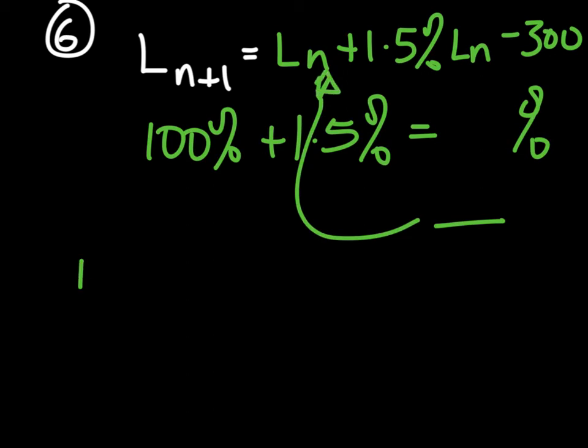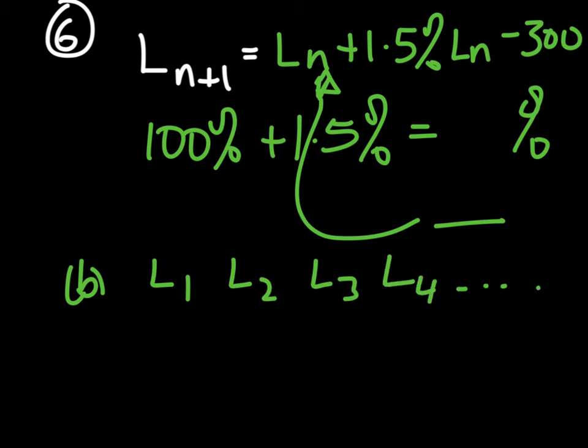For part b, you need to work out how much you had left after the first month, second month, third month, fourth month, and so on until he's paid off his loan. This is not a limit question. Do not do it like a limit.